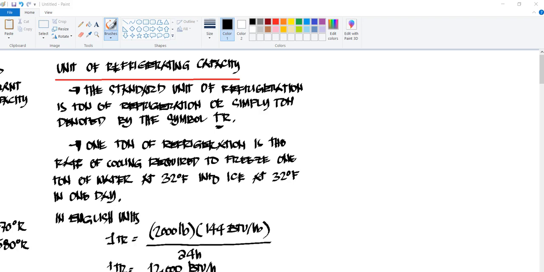So we have the comparison that 1 ton of refrigerant is equal to 200 pounds force, which is 144 BTU per pound force, divided by 24. So we have 1 ton of refrigerant that will be equal to 12,000 BTU per hour, or let's say this will become 200 BTU per minute.